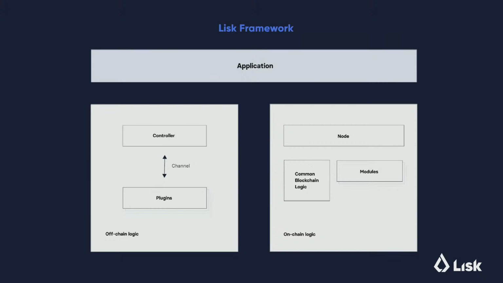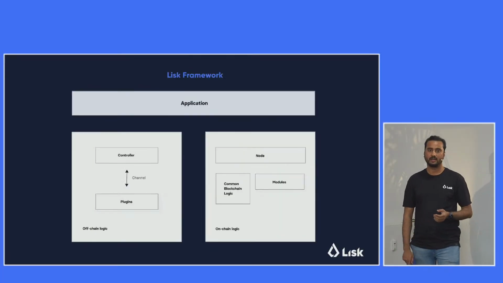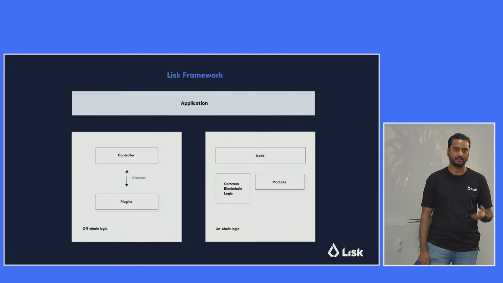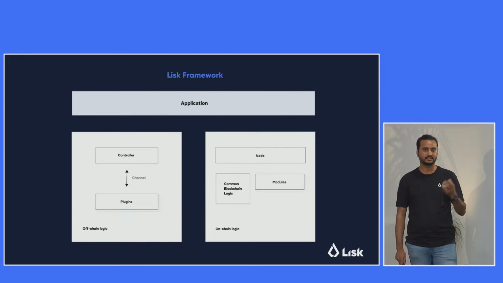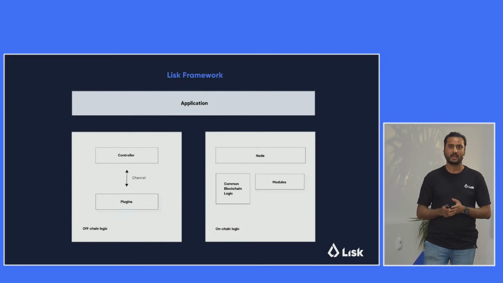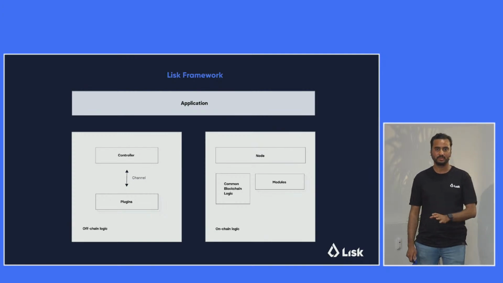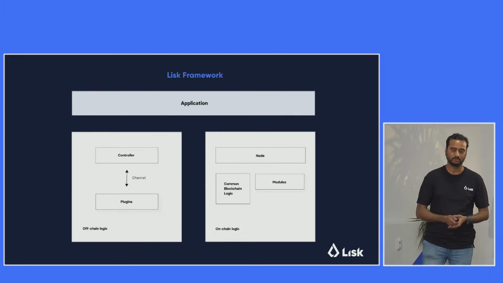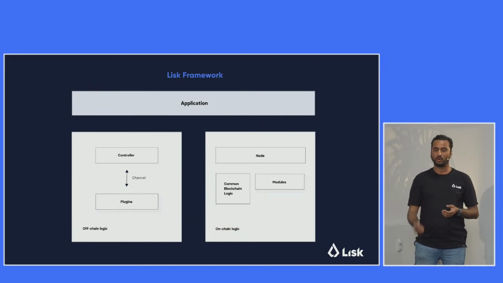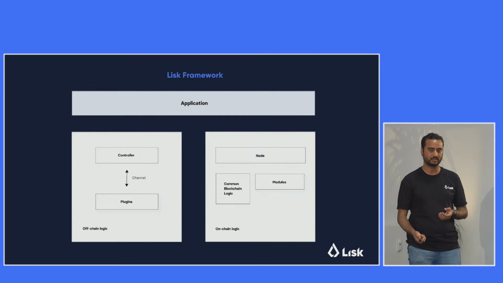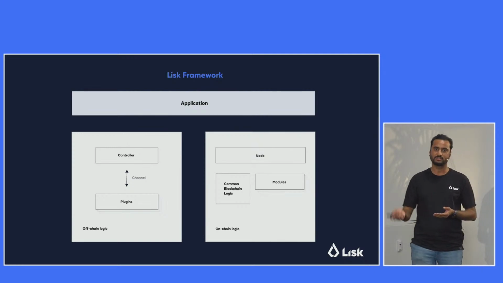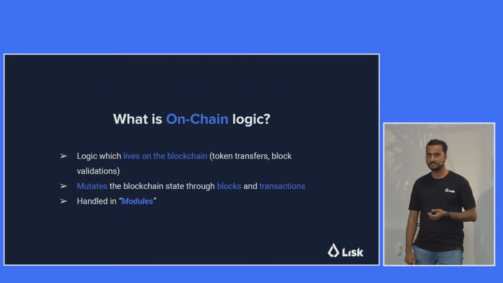So a little bit about the architecture we have in Lisk Framework. Broadly dividing, there is off-chain logic and on-chain logic. Off-chain logic is maintained and managed by a controller, and users can simply add their off-chain logic using plugins. On the right-hand side, we have on-chain logic, which is managed by a node, along with the common blockchain logic, which also includes BFT and other things. You can also add your on-chain logic using modules. Users can write their custom on-chain logic using modules, and we'll see that in the coming slides.